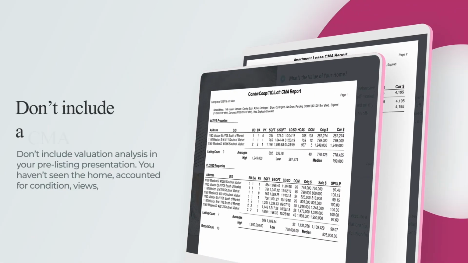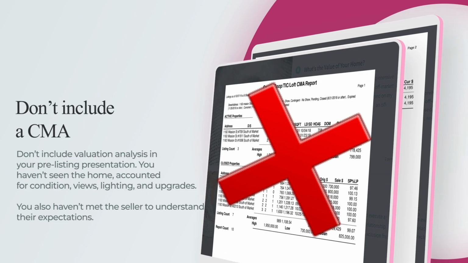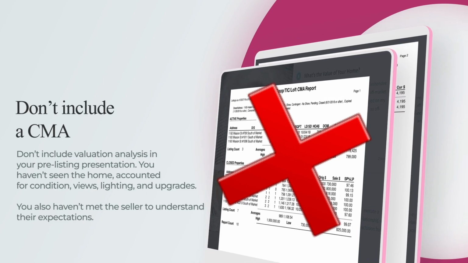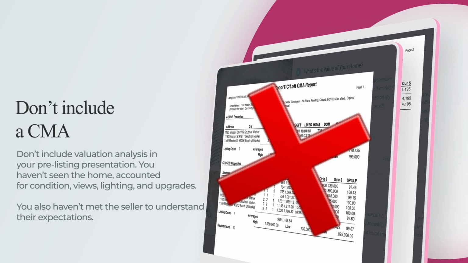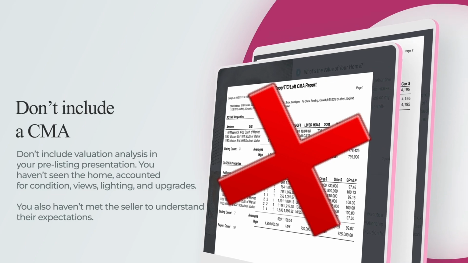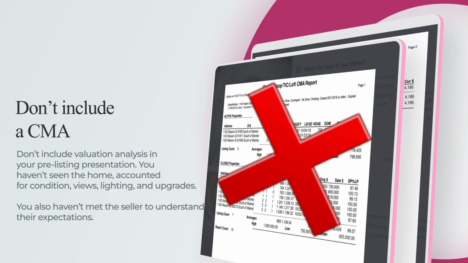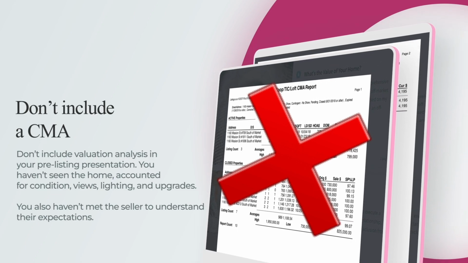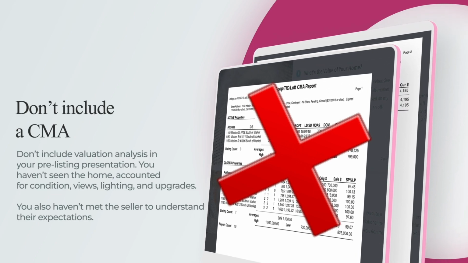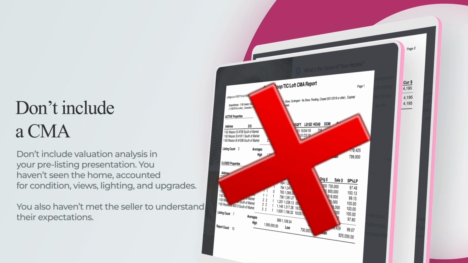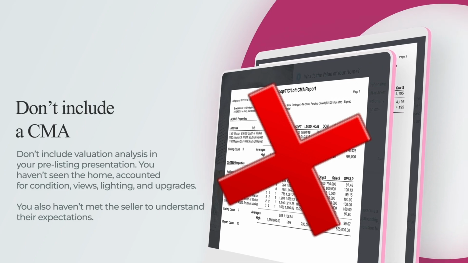The next asset you want to talk about is their home value. As this is a pre-listing presentation, we do not recommend including a CMA just yet. You haven't even seen the home yet, nor met the seller to understand their expectations. The last thing you want to do is undervalue the home. You'll be shooting yourself in the foot before even meeting them.